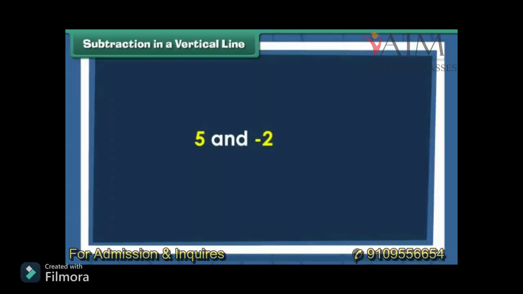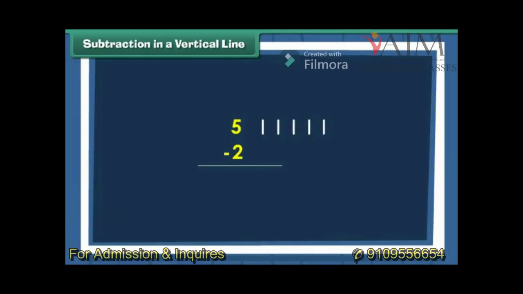Let us find 5 minus 2. Draw 5 lines next to 5. Cross out 2 lines to subtract 2. Count the remaining vertical lines. 1, 2, 3. Therefore, 5 minus 2 is 3.